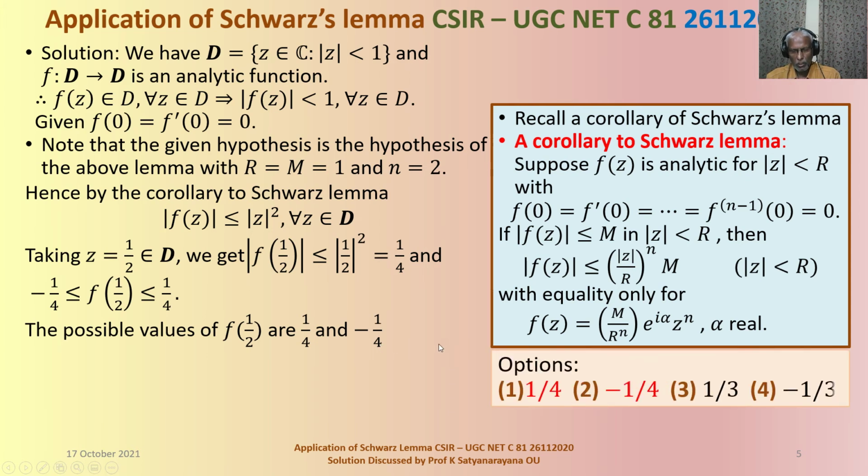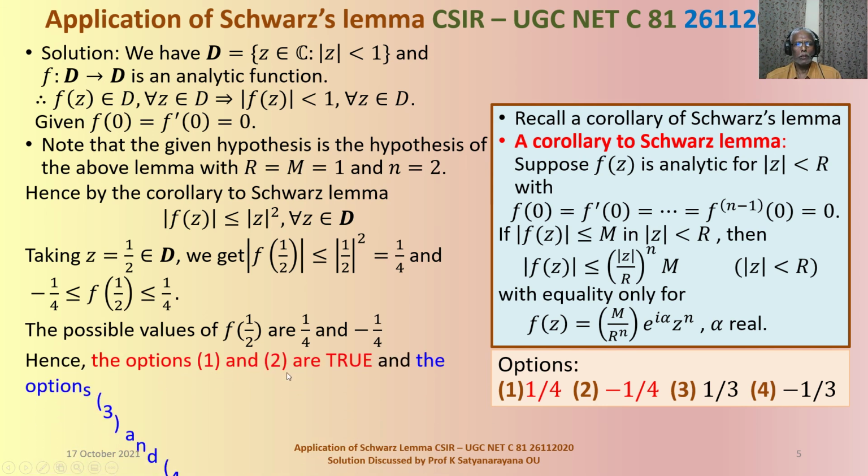And let's look at our options. 1/4 and minus 1/4 are options 1 and 2, and 1/3 and minus 1/3 are not possible. Therefore, options 3 and 4 are not possible. So hence, options 1 and 2 are true and options 3 and 4 are not true.